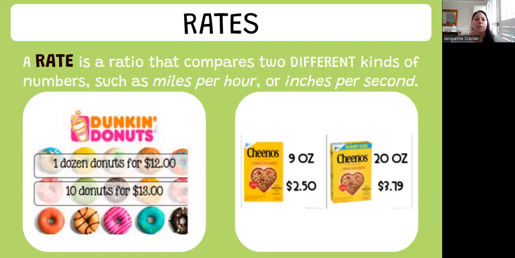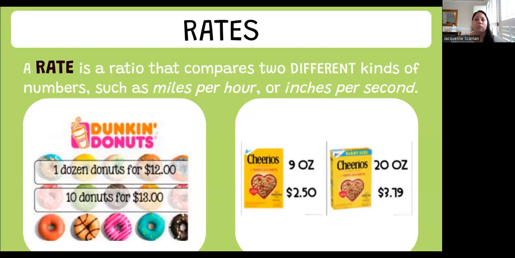All right, people, we're going to move into the second part of this lesson, which is called rates. So a rate is a ratio that compares 2 different kinds of numbers. So when we were working with ratios, we were always comparing like things. For example, we were either comparing marbles to marbles, blue, green, red, or we were comparing cats to dogs, which are pets, right? They were comparing 2 like types of things.